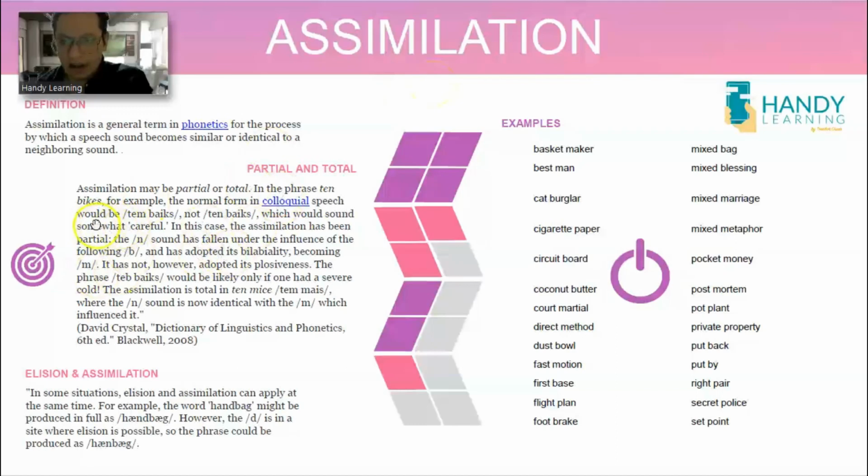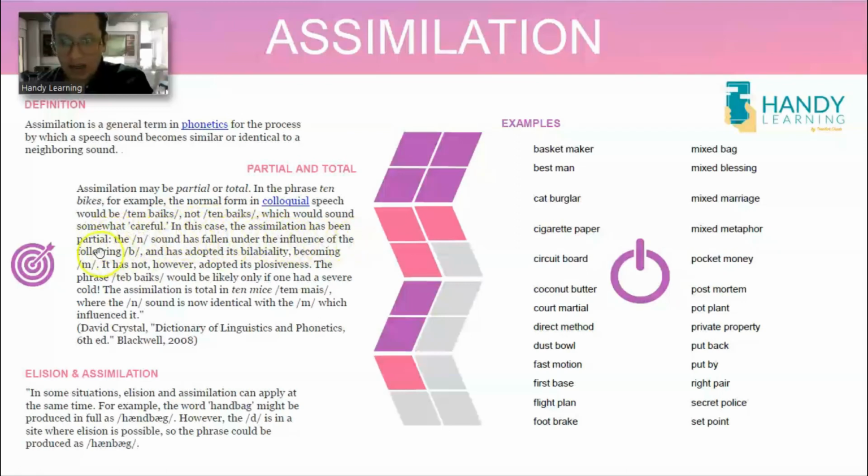Let's take a look at the example of partial and total assimilation. Example: the phrase ten bikes. Can you read? Ten bikes. If we were speaking Spanish, we would say ten bikes. But in normal colloquial speech, in normal discourse, when we speak English, we might say ten bikes, not ten bikes, which would sound somewhat weird.